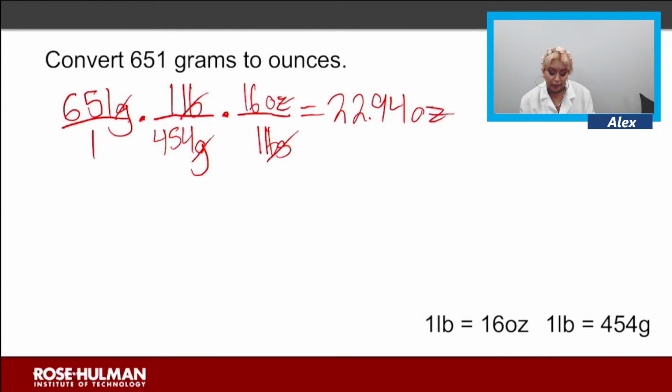So this one we actually had to go to a larger unit of pounds and then down to a smaller unit of ounces, because there isn't really a conversion from grams to ounces that we use, since there are two very different types of measurements that you would do.